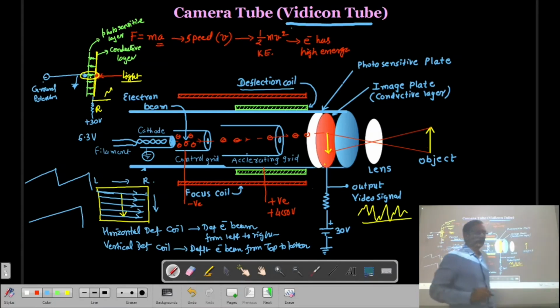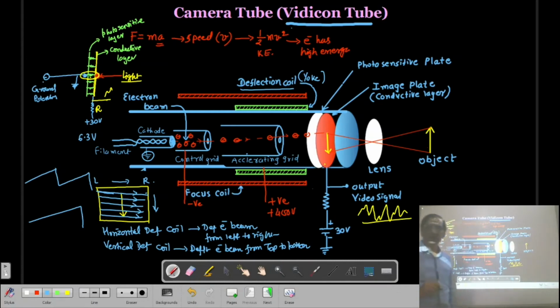In this way, the deflection coil is used for scanning of the picture. This deflection coil is sometimes also known as a yoke. In technical language, it is known as a deflection yoke.